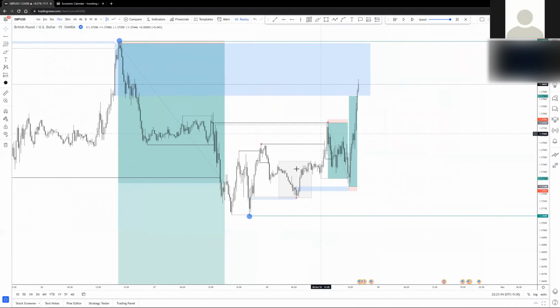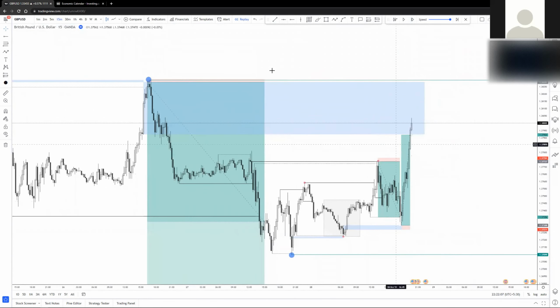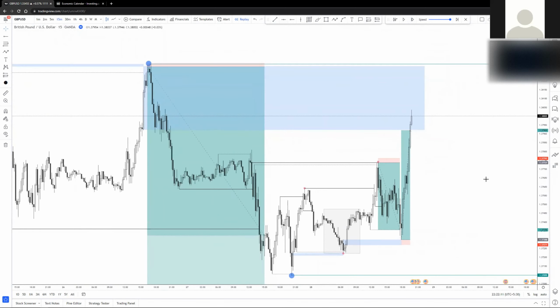Now, look at this. This is pure market structure. See? Higher highs, higher lows, higher highs, higher lows. If you understand structure properly, smart structure, you can just milk the market. That's the thing.